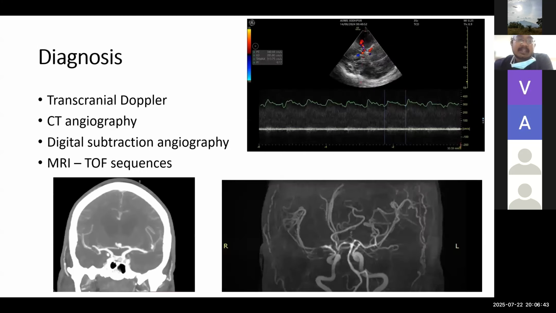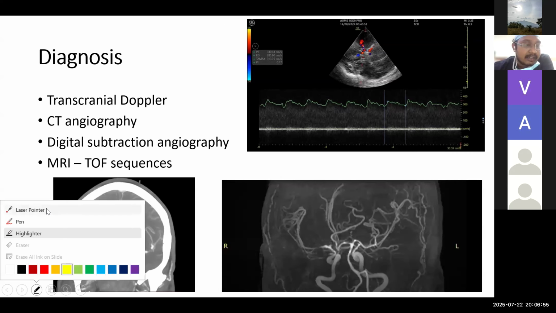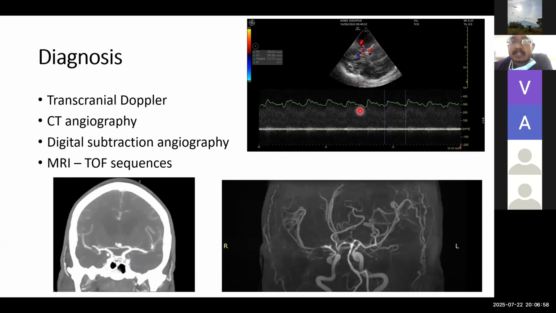So now, as we discussed, to diagnose vasospasm, we have transcranial Doppler. You can see this first image is basically a vasospasm seen with transcranial color-coded duplex sonography. This is a CT angiography, and this is an MR angio sequence. DSA is also done. It's the gold standard procedure to diagnose vasospasm. But as we climb the ladder, first is transcranial Doppler. Once we get suspicious on transcranial Doppler, we most often go with CT angio and then followed by DSA.